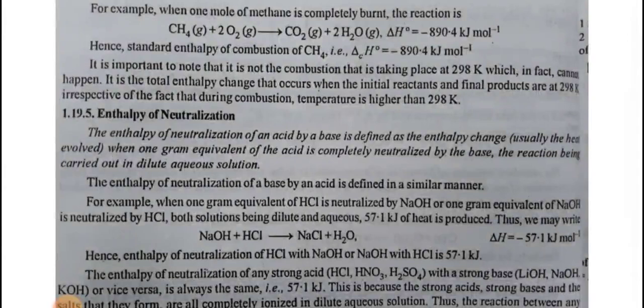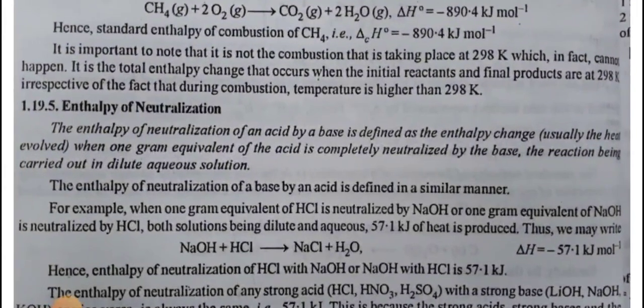It is important to note that it is not the combustion that is taking place at 298 Kelvin, which in fact cannot happen. It is the total enthalpy change that occurs when the initial reactants and final products are at 298 Kelvin, irrespective of the fact that during combustion the temperature is higher than 298 Kelvin.